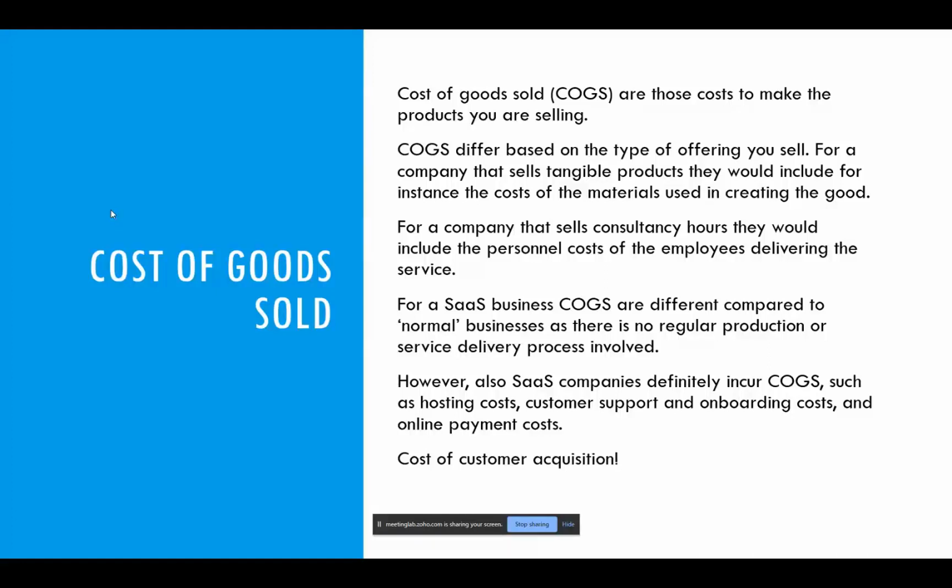Cost of goods sold may differ based on the type of offering you sell. For a company that sells a tangible product, it's quite easy to calculate what the cost of goods sold is: the cost of materials used in creating the good. For a company that sells consultancy hours, obviously that's the cost of personnel. For a software as a service business, cost of goods sold is usually different. It's usually things such as hosting costs, customer support, onboarding costs, online payment costs. And of course, we must always remember the cost of customer acquisition, a very key metric when it comes to tech businesses.